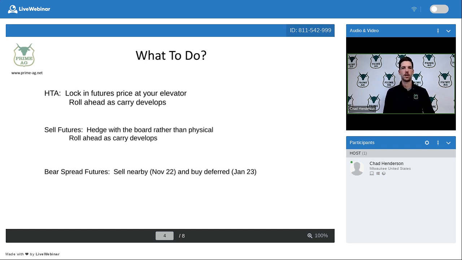You could hedge the board. Sell a futures contract for a nearby month, let's say again November 22 beans, and then as carry develops, you would close that contract out and then roll ahead to the next.